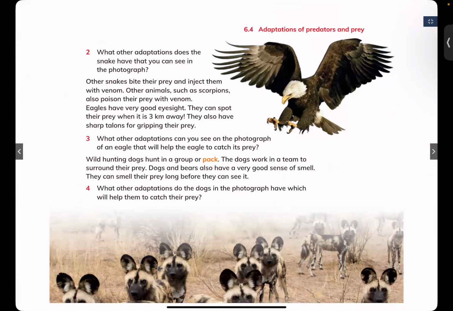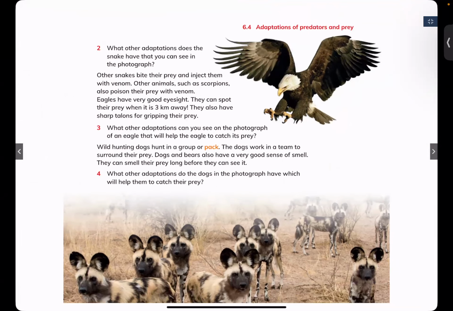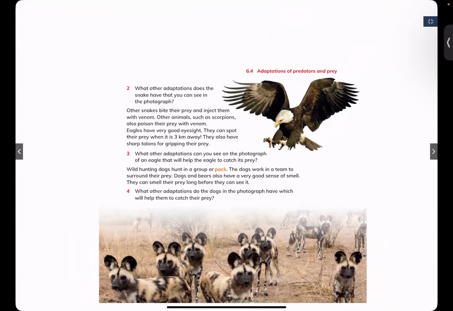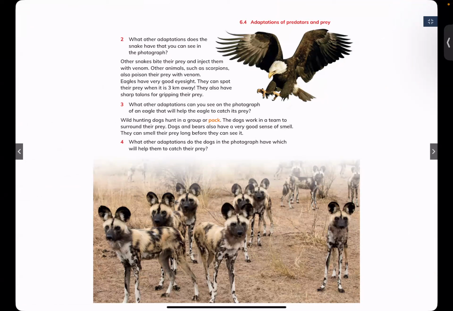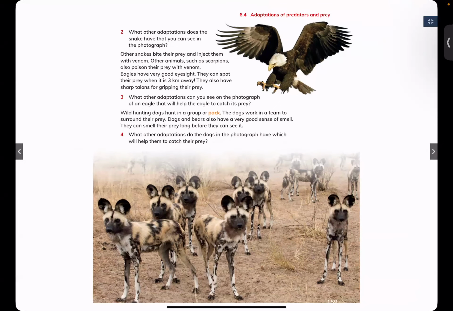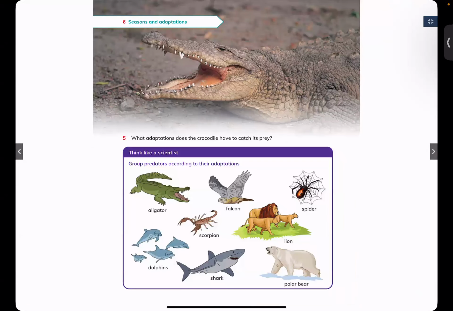Now, if we talk about the dogs that you see here, the hunting dogs, so they are definitely working in groups or pack. So that is the adaptation. They have a very good sense of smell, so they can know where the prey is. And the third thing that I can see visually is they can camouflage well with the environment. This is a crocodile, so it has sharp teeth. Crocodiles are very well camouflaged in the surroundings.